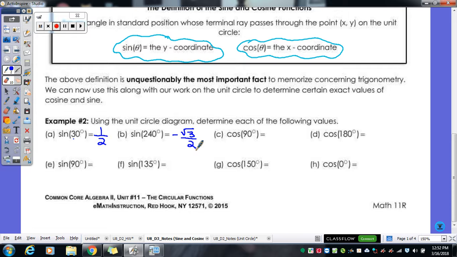Sine is y. So next one, cosine. So we're switching it up. We want to look at the x now. Cosine of 90 is 0. Cosine of 180, negative 1. So look at our next row, sine of 90. So we're going back to the y coordinate, sine of 90, 1. Sine of 135. Cosine of 150. And cosine of 0.